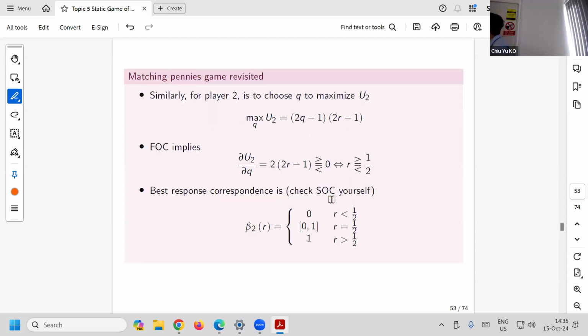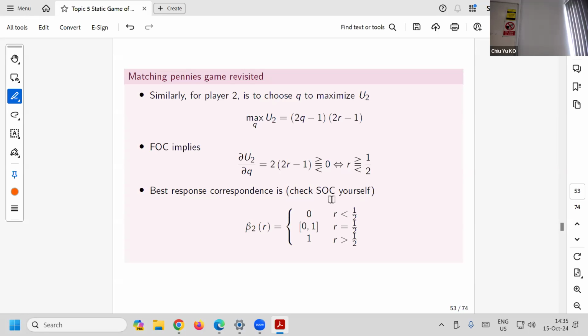Now you can do the same for player 2, okay? And if you look at this, there's no unit optimal for every scenario, okay? And it turns out to be, right? If it's 1/2, then you do whatever. And if bigger than 1/2, you would do the max, right? If less than 1/2, then you do 0, right?